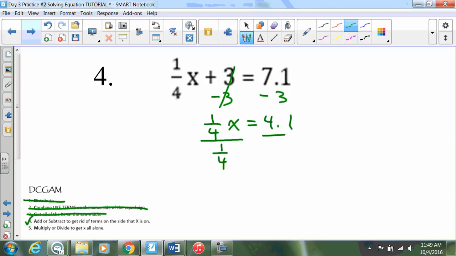I know this looks funny, but our calculators can handle it. 1/4 divided by 1/4, that's 1. I could put 1x, but I'm just going to put an x because that's the same thing. And then I'm going to turn my calculator on, and I'm going to put 4.1 divided by, hit the fraction button. I'll put the 1 on top and the 4 on the bottom. Hit enter, and there we go, 16.4.